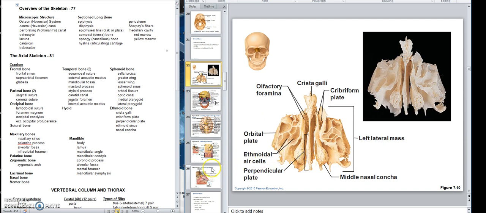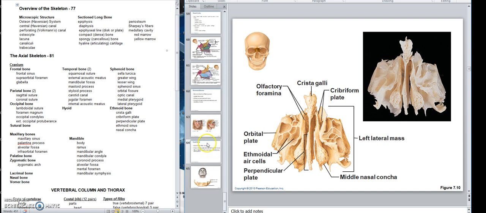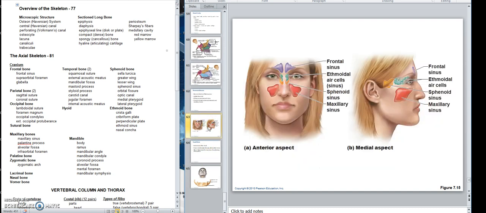The ethmoidal sinus is another hollow region. Let's go back to our sinuses. The ethmoidal sinus is another hollow region covered by a mucous membrane, and it's right there. All of them together are called the paranasal sinuses, and I'll talk more about that in respiratory.